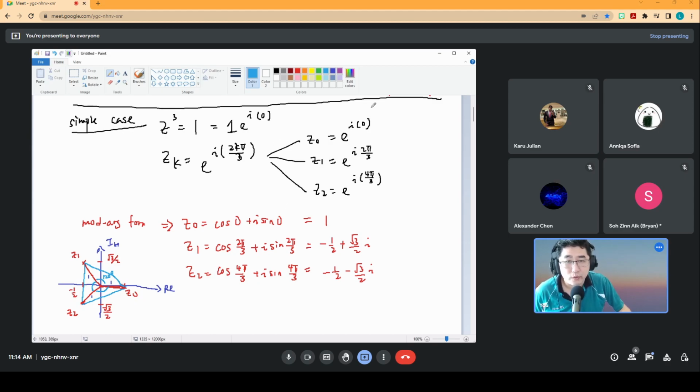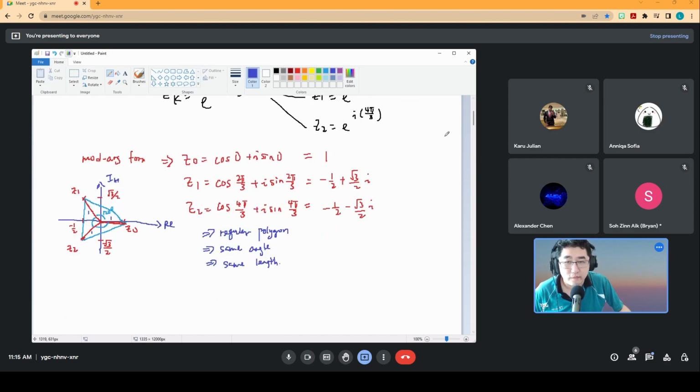Okay, so we have a few conclusions that we can make. First, a regular polygon: same angle, same length, same modulus. Okay, let's see what happens if I change the questions. Oh, no, sorry, not yet.